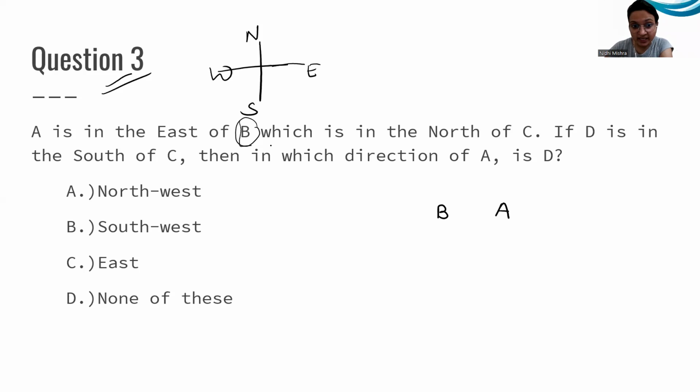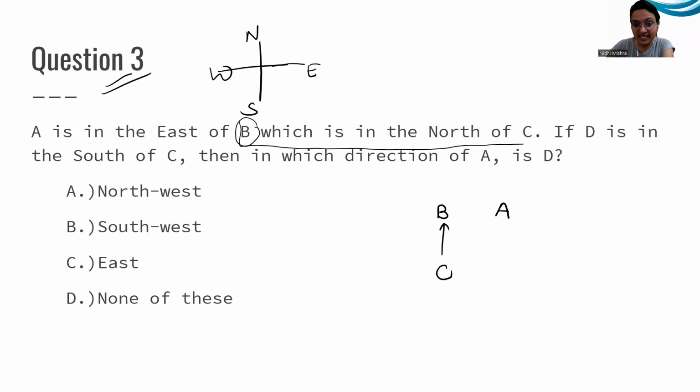So it is telling about B. B is in the south of C. So this is C, and B is in the north of C. Correct. Now how to do it?